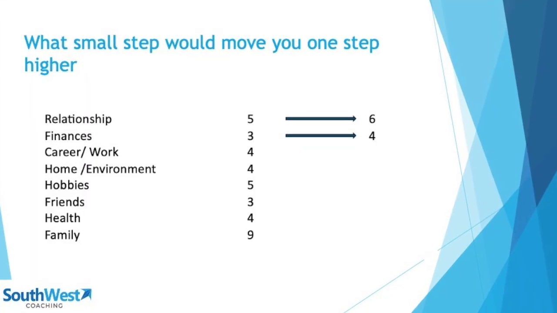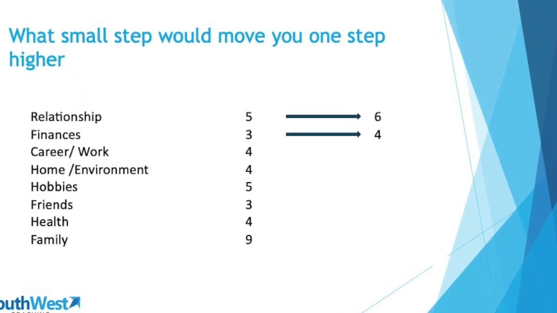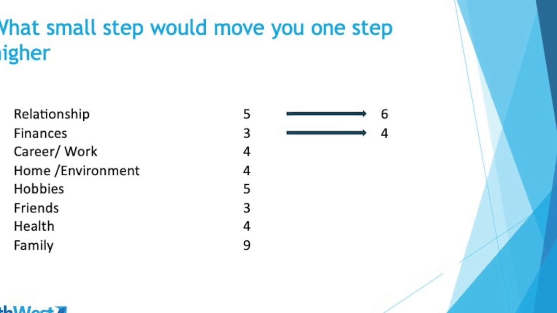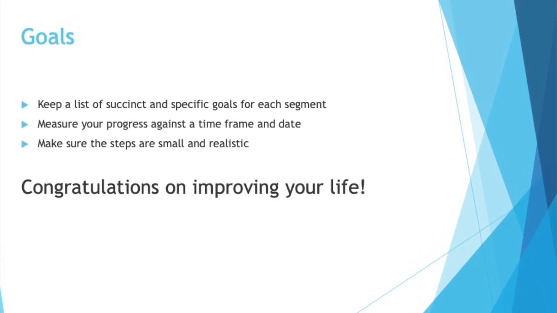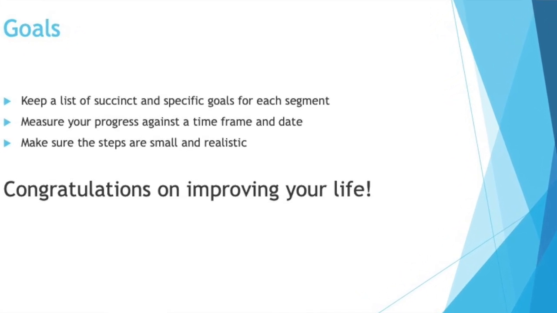And then we want to move one incremental step forward. So if you scored a 5, what would make it a 6? What's one small realistic goal that you can set yourself that will move you incrementally up that scale of satisfaction by 1 point? So we talk about goals a lot. We need them to be measurable. We need a time frame. We need them to be realistic, something that you can do.